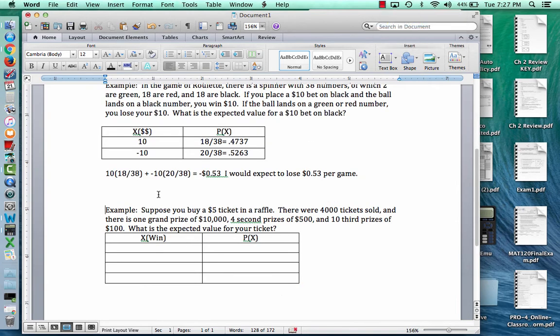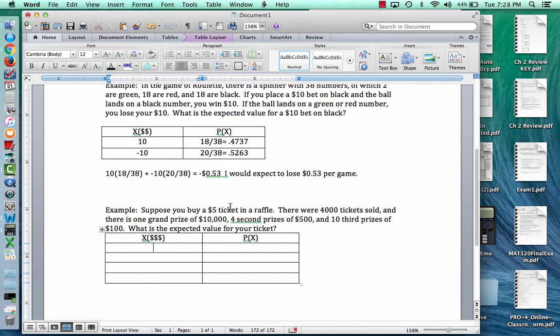Okay, so it says, suppose you buy a $5 ticket in a raffle. There were 4,000 tickets sold, and there is one grand prize of $10,000, 4 second prizes of $500, and 10 third prizes of $100. What is the expected value for your ticket? Well, remember, the value here is just money, so the value is either I pay $5 and I win a bunch of money, or I lose my $5. Okay, so let's go from winning the grand prize all the way down to losing.